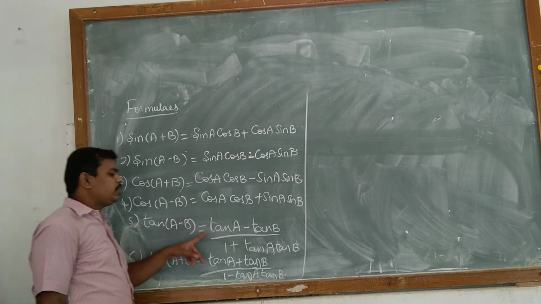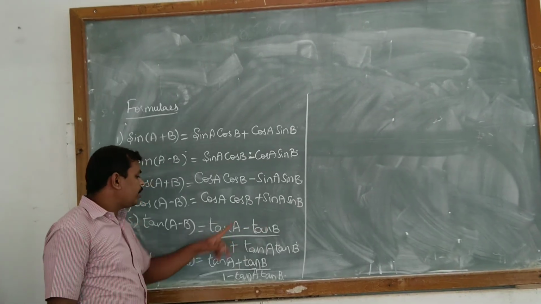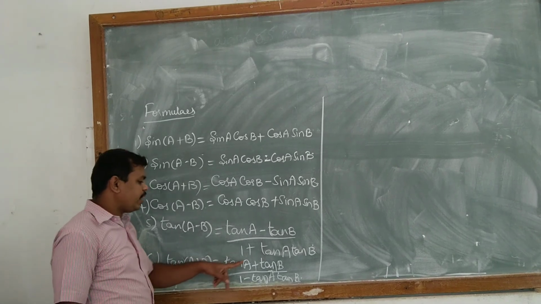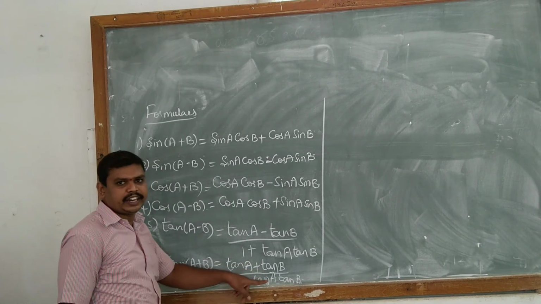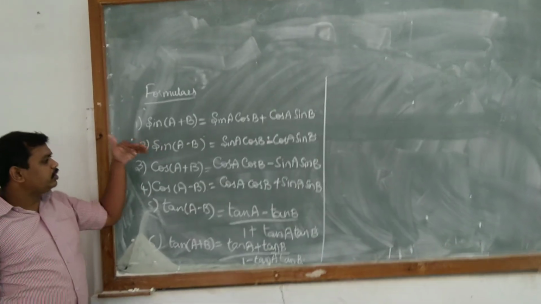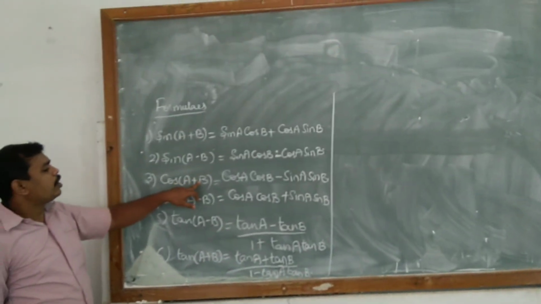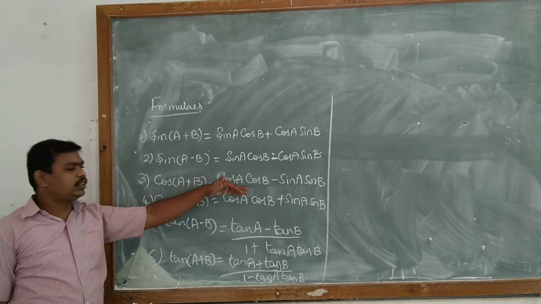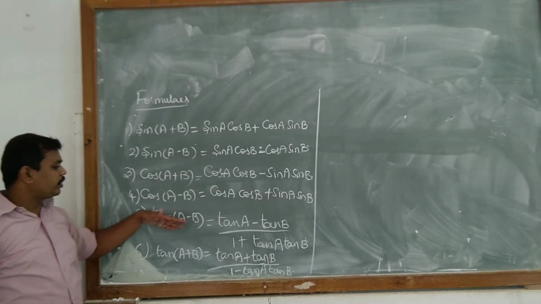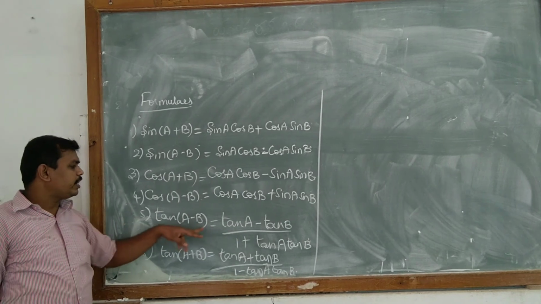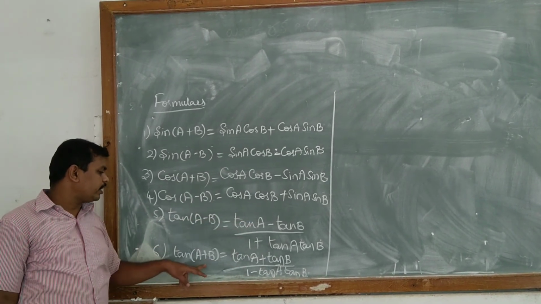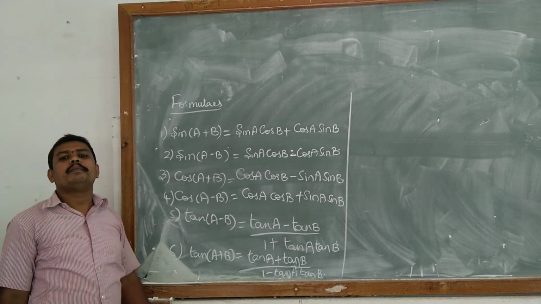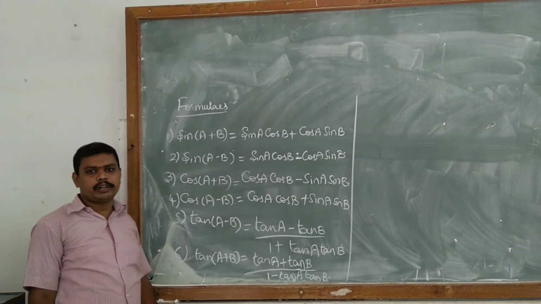Next, tan A minus B is equal to tan A minus tan B by 1 plus tan A tan B. Tan A plus B is equal to tan A plus tan B by 1 minus tan A tan B. That means when you observe this formula, students, for cos there will be some variation in the signs. Similarly for tan also, whenever it is minus we have plus here, whenever it is plus here we have minus here. These formulas we have to learn by heart, which will be helpful for solving the problems.